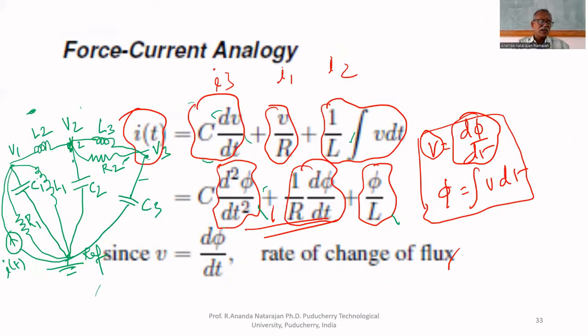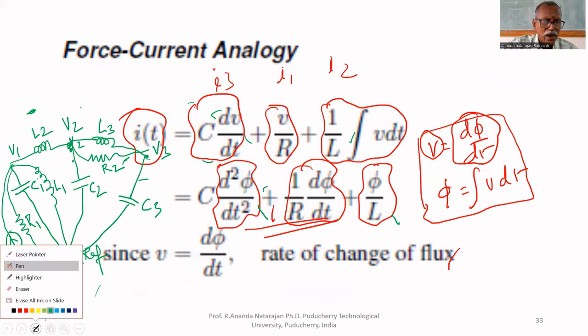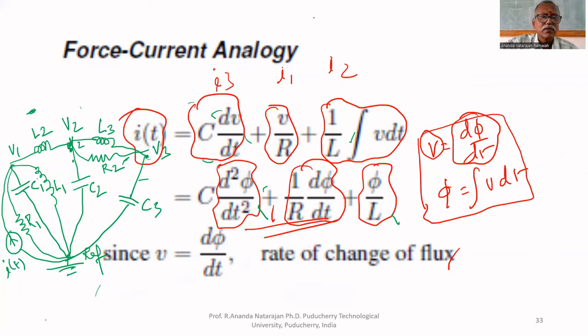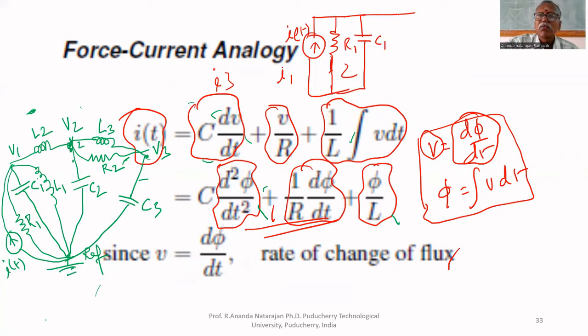This is a circuit, but it looks ugly. That's why we have to draw it again. We'll draw here the current source I of t, R1, C1, L1. This is V1, this is also V1, this is also V1. No element is connected between them, that's why all are at V1.